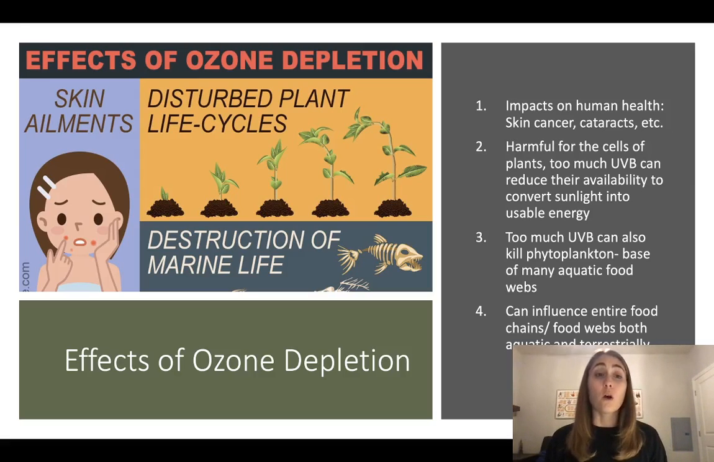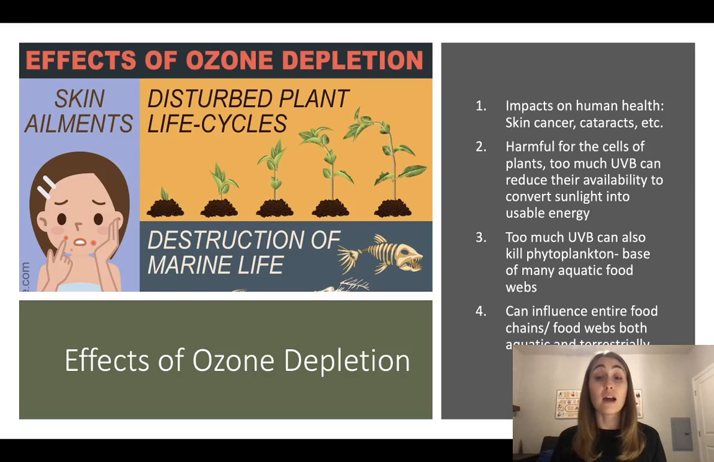So what are the effects of ozone depletion? So what happens if we have this hole in the ozone? This may seem obvious, right? Now we have excess amounts of UVA, UVB, and UVC hitting the surface of our planet. Of course, this can cause an excess of skin cancer in people, problems with human eyes like cataracts. It can be harmful for the cells of plants. We know that plants need sunlight to photosynthesis, but actually too much UVB reduces their ability to convert sunlight into usable energy. So we don't want too much UVB.